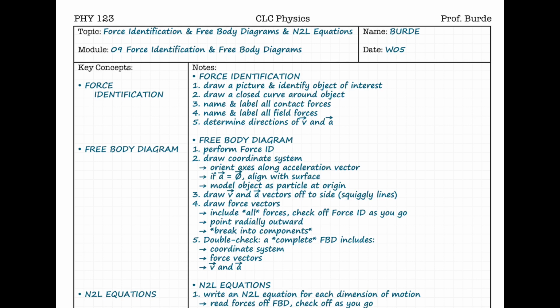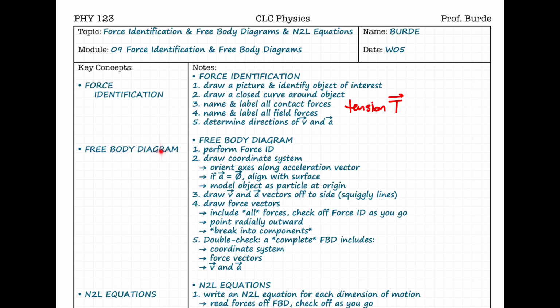For naming and labeling each force, that means that we're going to give a name for the force, and we're going to say what symbol we're going to use to represent that in our diagram and in our calculation. We're also going to name and label the field forces. Our field force is going to be the weight. And lastly, we want to make a note of the velocity and acceleration. This is important because some of our forces act relative to the direction of the velocity, and the acceleration is going to be important for setting up our coordinate axes.